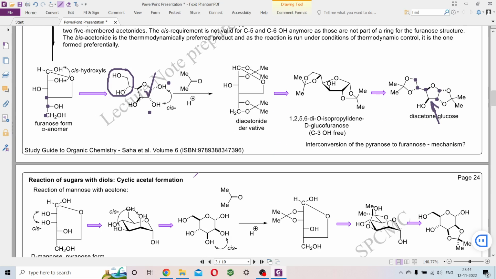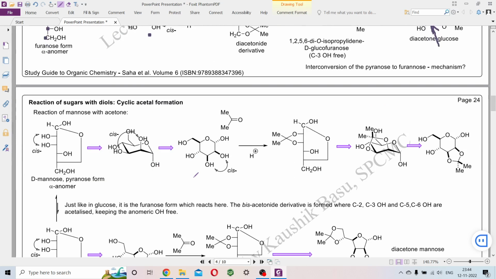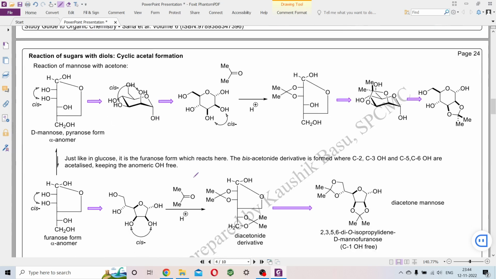Okay, what about mannose? Mannose is the C2 epimer, no? So if you have the C2 epimer, then you can have... this acetone is somehow floating here. I don't know how that has happened. This should be coming here, but okay, let's not digress.